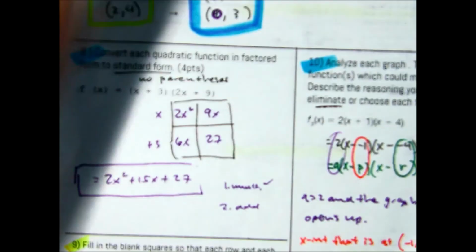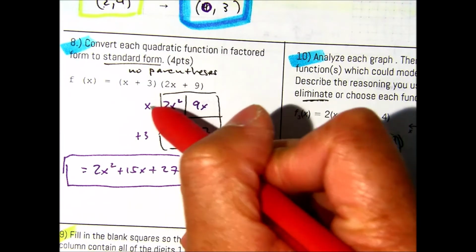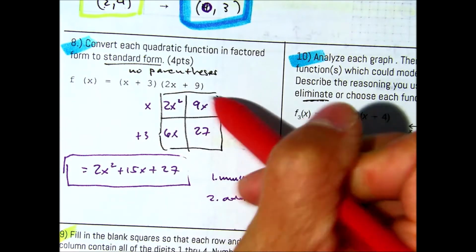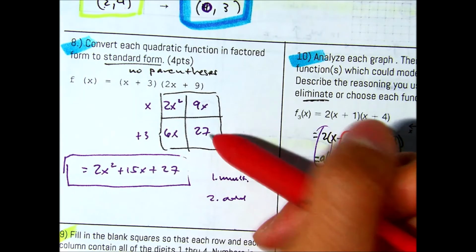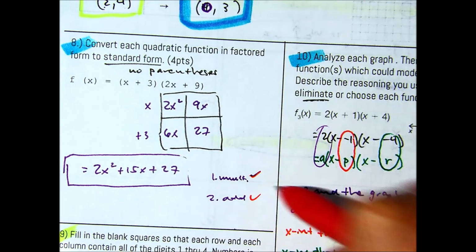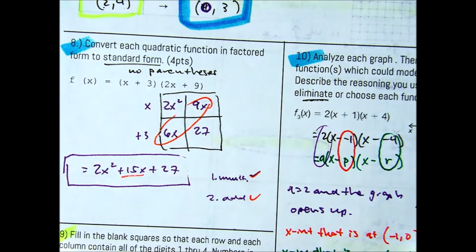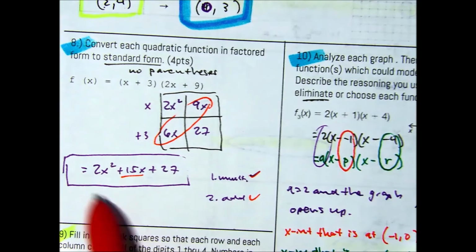It doesn't matter if you're using FOIL or box. You'll multiply, then add. So x times 2x is 2x squared. X times 9 is 9x. 3 times 2x is 6x. And 3 times 9 is 27. You multiply there. Now you're going to add. 9x plus 6x is 15x. 2x squared does not have a like term, and 27 does not have a like term. Your answer is there.